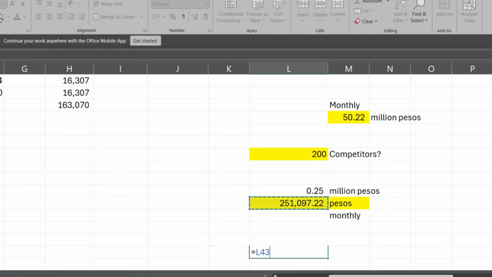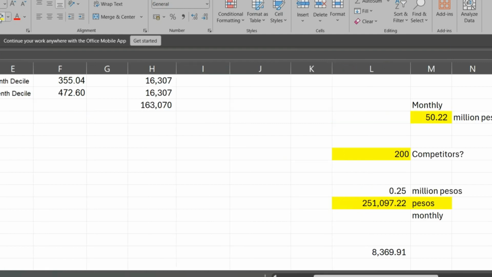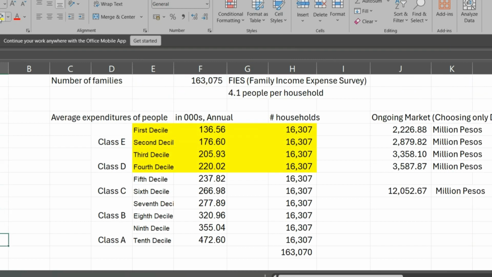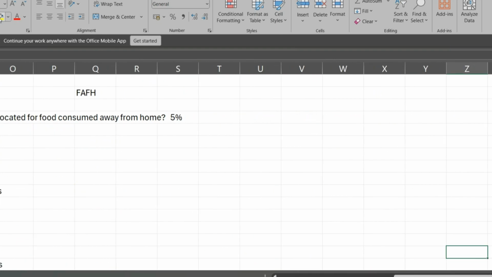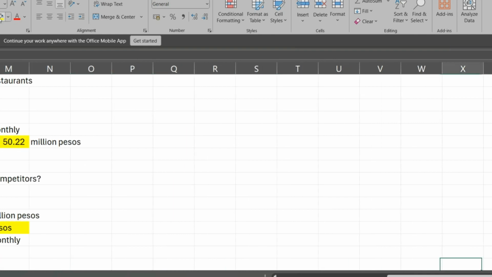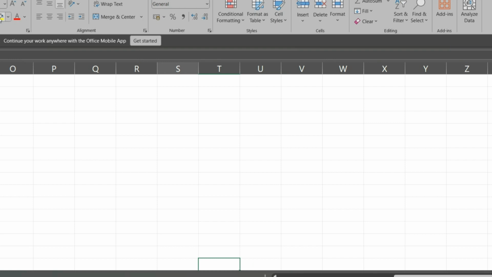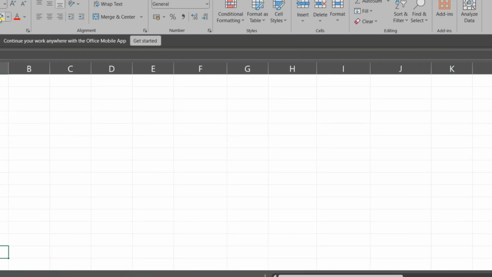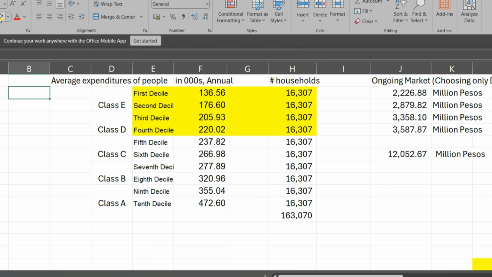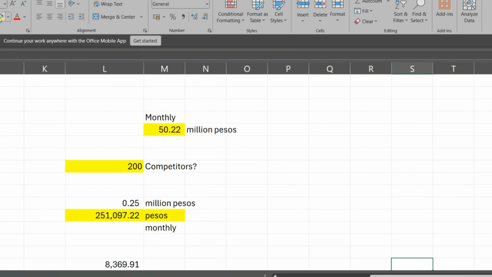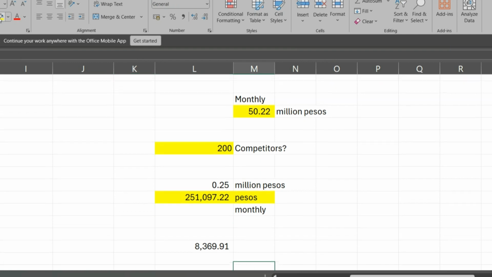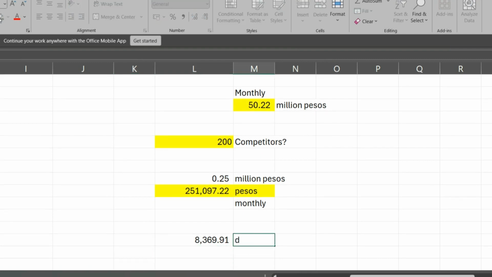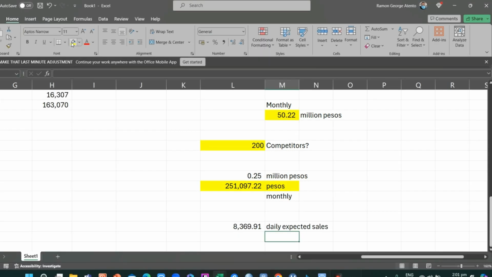So you should have at least 8,000 a day, which is, I think, believable, no? 8,300, because we're talking about the class D and E only. You're not catering to A, B, and C. So that means these are the people who are going to your canteen. So 8,000 a day, that is actually what you are selling. So we will continue this because this is not yet finished. So this is your daily expected sales. So we are actually trying to get, what will be our daily expected sale?